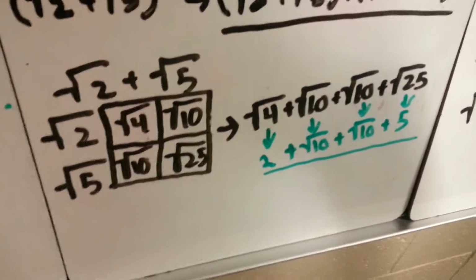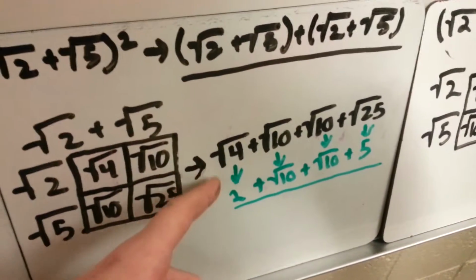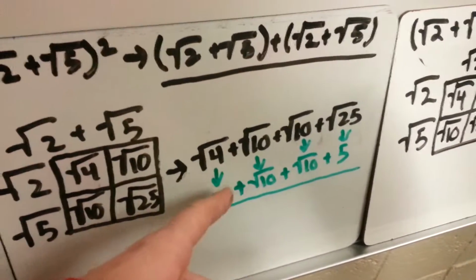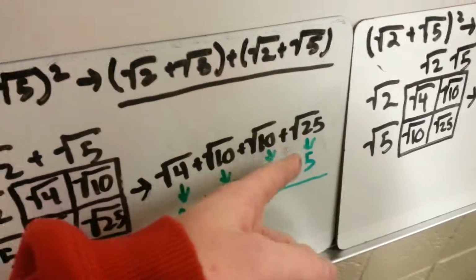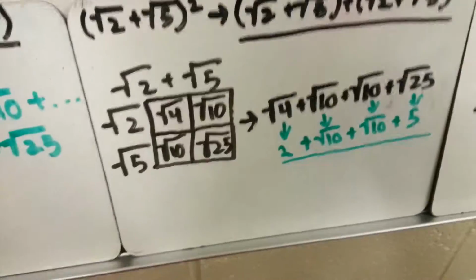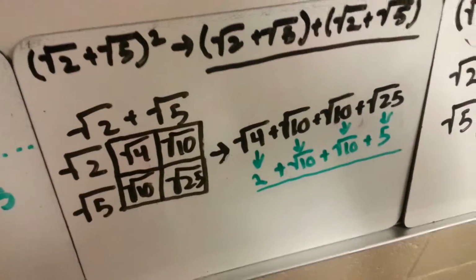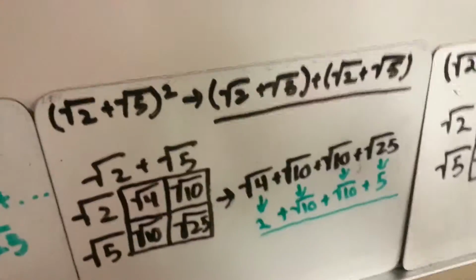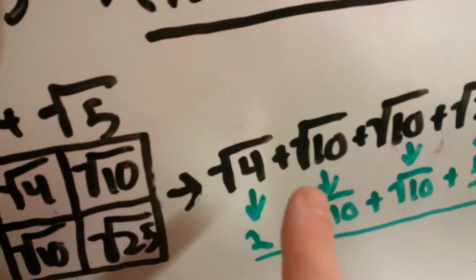Right here, this is where we are simplifying our square roots. As you see, the square root of 4 would be 2. The square root of 10 stays the same, and the square root of 25 is 5. Why does the square root of 10 stay the same? Because there's nothing to simplify by, and there's nothing to bring out on the outside of the radical sign.